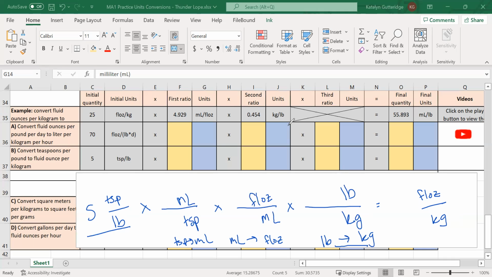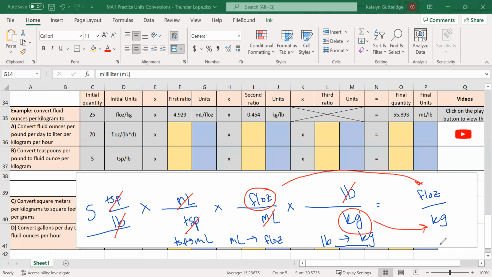So let's go through and double check. In our first step, teaspoons will divide out, leaves us with milliliters. The second step is going to divide out milliliters, leave us with fluid ounces, and that is tracking over to our final answer. All right, and then we have pounds that are canceling out. They're going across fractions, but that's okay. So pounds here will cancel with pounds at the end, which leaves kilograms in the denominator for our final answer. So that is the flow of our steps.